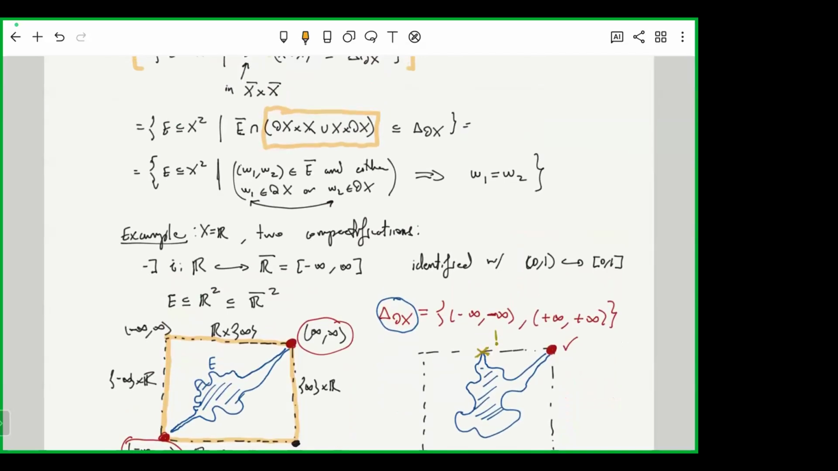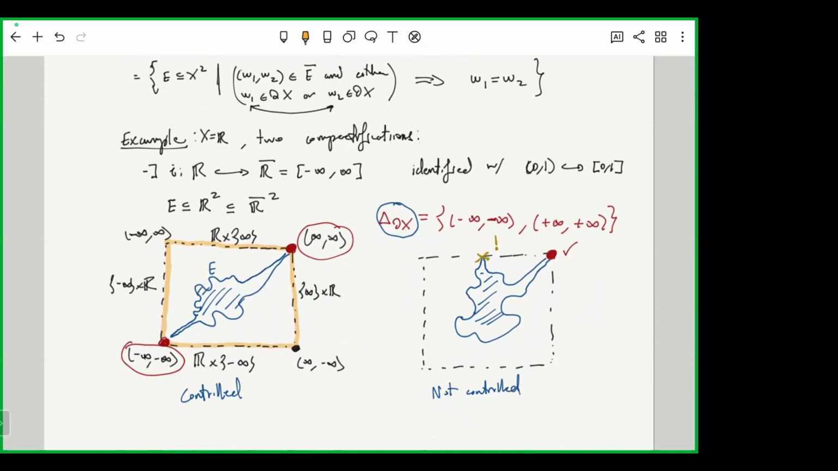So this condition now looks as follows. If I have a limit point of E inside this outer square, so that's like the corona of x squared, then the components have to be the same. It has to be in the diagonal. So in general, I look at every limit point of E inside of the outer square. Here I have this one and this one. Both of them are in the diagonal, right? The two components here are the same. In this case, this set is controlled.